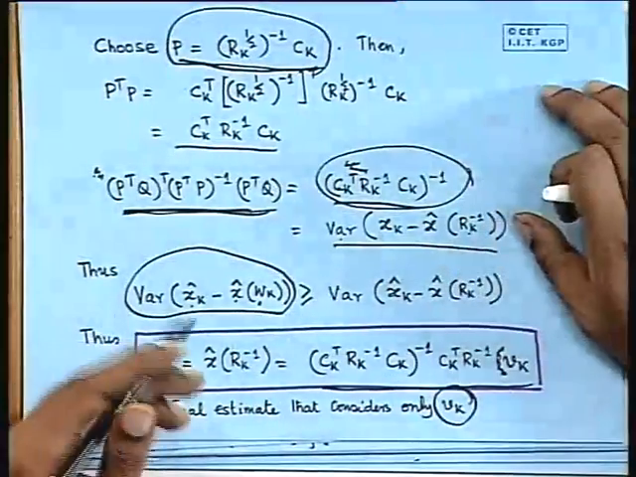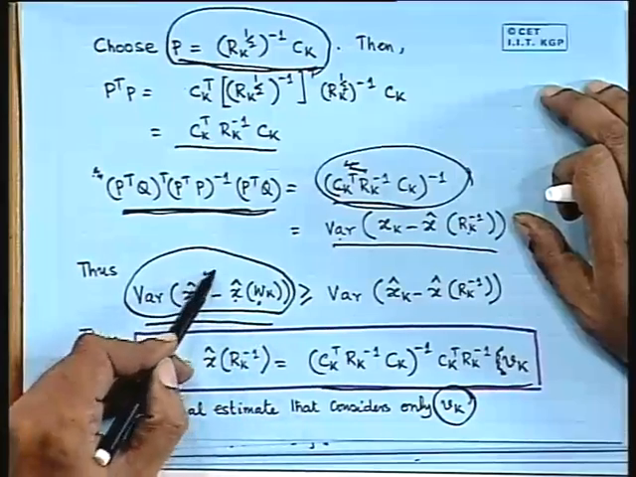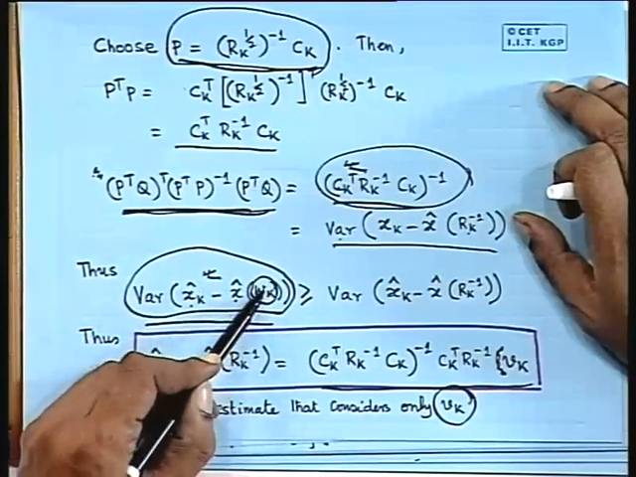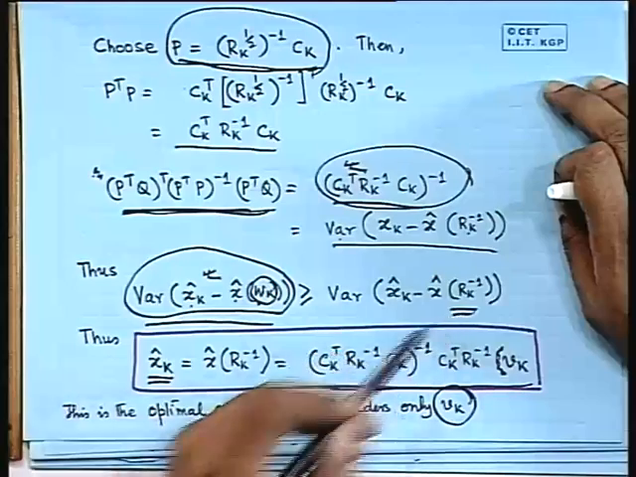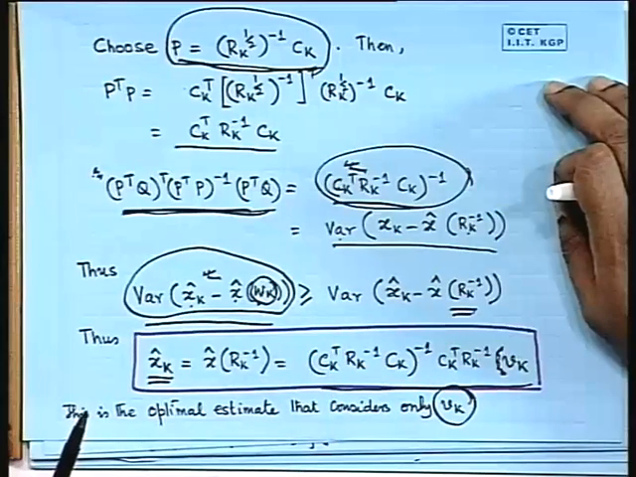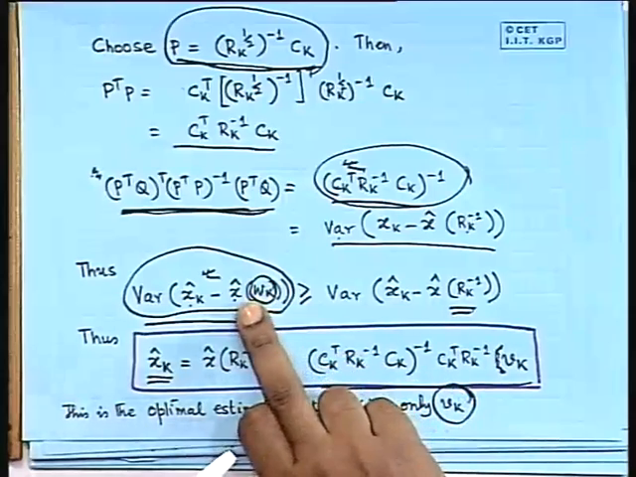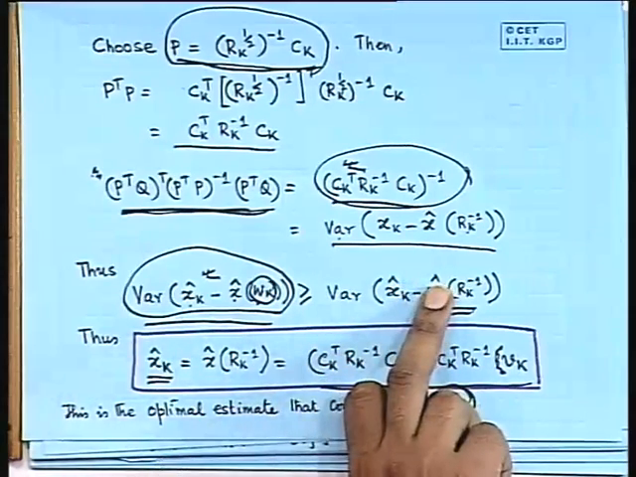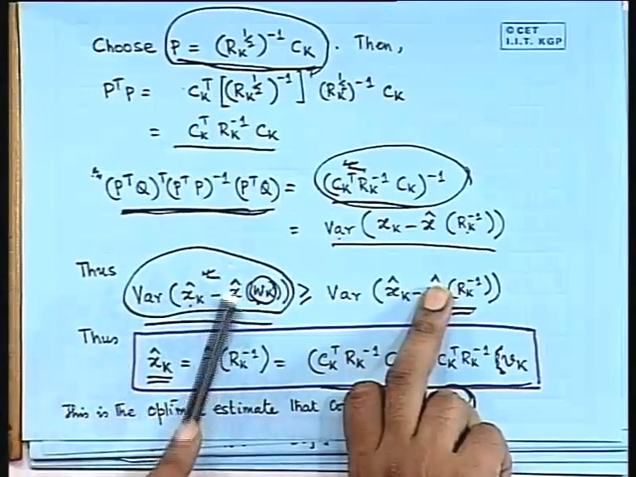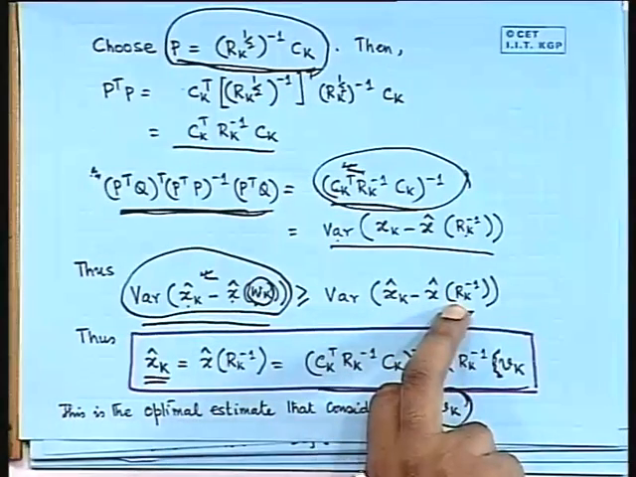Other solutions are definitely possible, but we have proved that if you choose any other WK, you will get higher variance. That is what we proved in the last step: the variance of XK for any other choice of WK is going to be larger than this one. So you cannot find a WK and solve the earlier problem which will give you a variance less than this one. That is not possible.